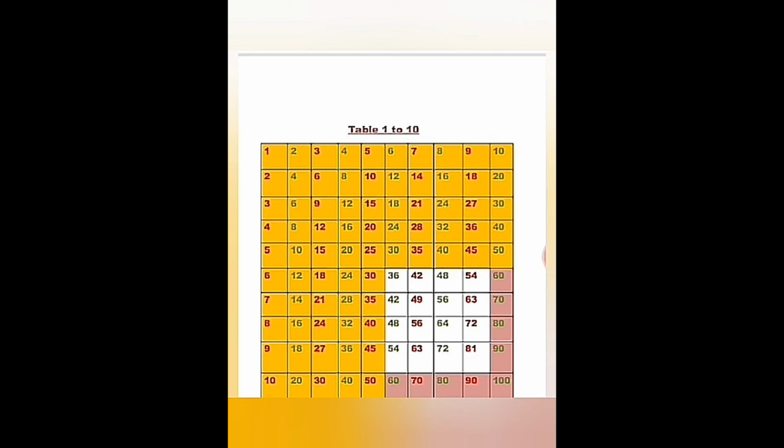6 6 ja 36, 6 7 ja 42, 6 8 ja 48, 6 9 ja 54, 7 6 ja 42, 7 7 ja 49, 7 8 ja 56, 7 9 ja 63, 8 6 ja 48, 8 7 ja 56, 8 8 ja 64, 8 9 ja 72, 9 6 ja 54, 9 7 ja 63, 9 8 ja 72, 9 9 ja 81. So now you understand, it is very easy to learn.